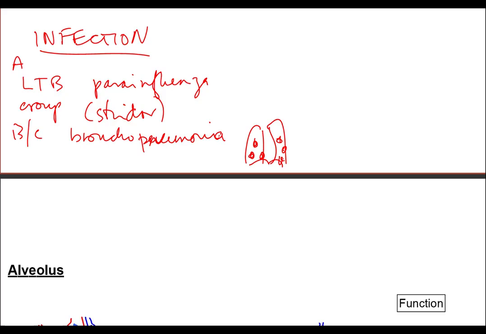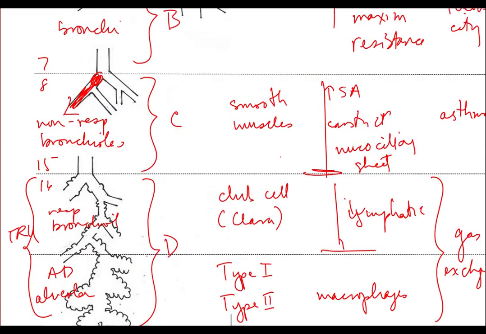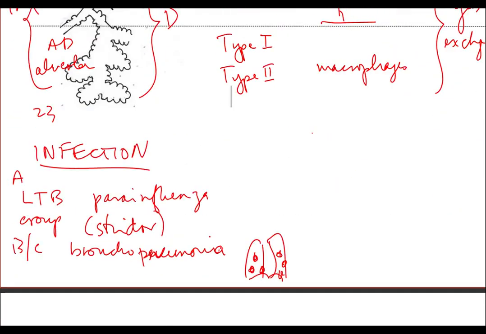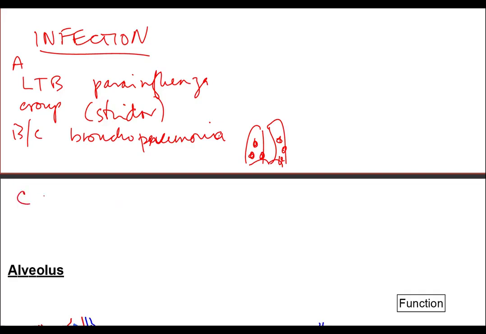The next infection we want to talk about is the virus infection that we see here in the non-respiratory bronchioles with their smooth muscles but no cartilage. And so that's going to be our respiratory syncytial virus. The DAMPs, the damage-associated molecular patterns, are going to cause edema, and so these patients present with wheezing. So the commonest cause of a lower respiratory infection in children is respiratory syncytial virus, and it presents with wheezing because we have narrowing in the bronchioles.